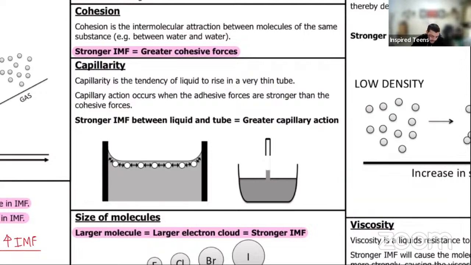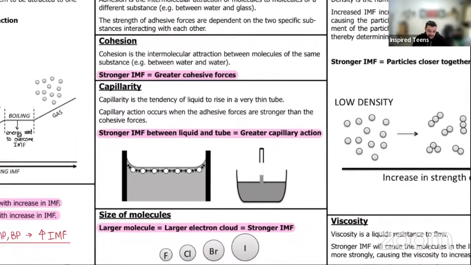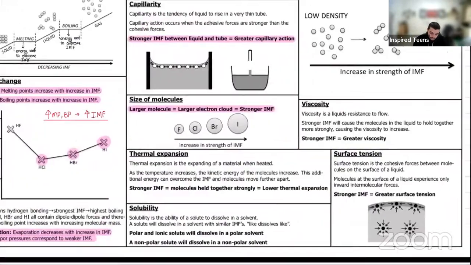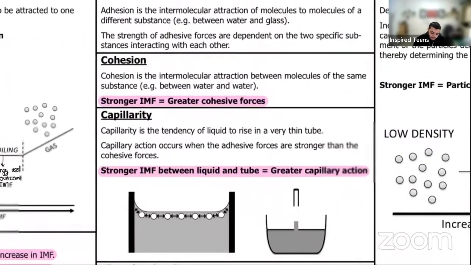Let's look at capillarity. Capillarity is the tendency of a liquid to rise in a very thin tube. This action occurs when the adhesive forces are stronger than the cohesive forces. Okay, so strong intermolecular forces between the liquid and the tube result in a greater capillary action. So understanding these relationships is very important. These are the main takeaways.